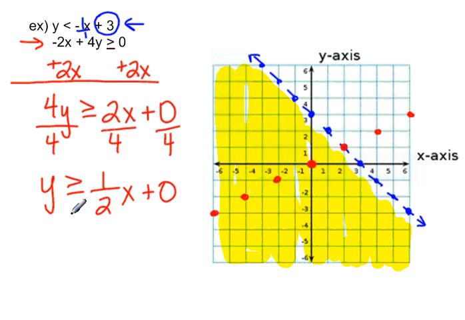Let's look at the inequality symbol. This tells a lot. We have y is greater than or equal to. There's an equal to, so I want to include all points on this line. So I need to make it solid.